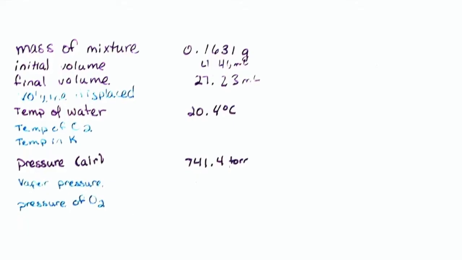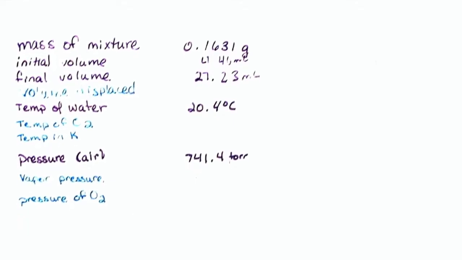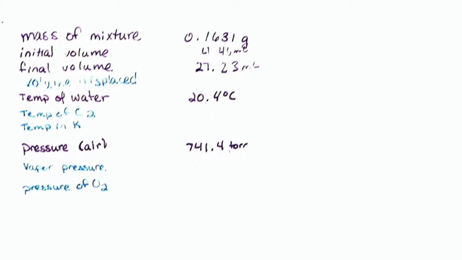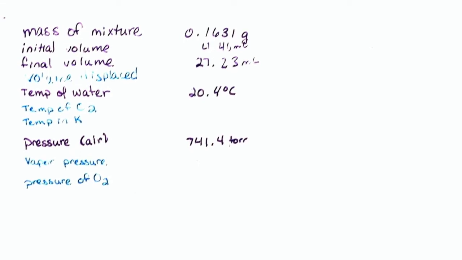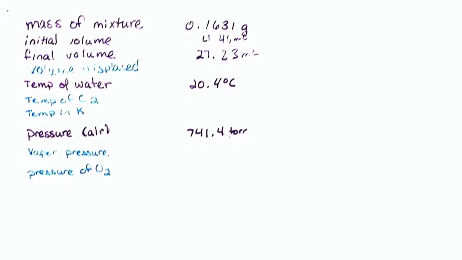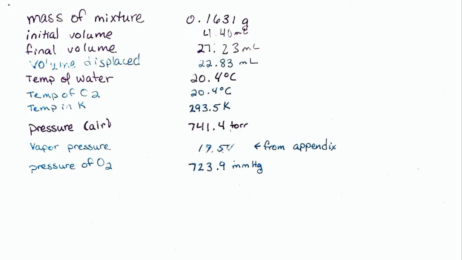The items listed in purple are the data that you collect by observation: the mass of the mixture, the initial and final volumes on your eudiometer, the temperature of the water, and the air pressure in the room. The items in blue you will need to calculate by using some unit conversion or by looking at tables in the back of your book.